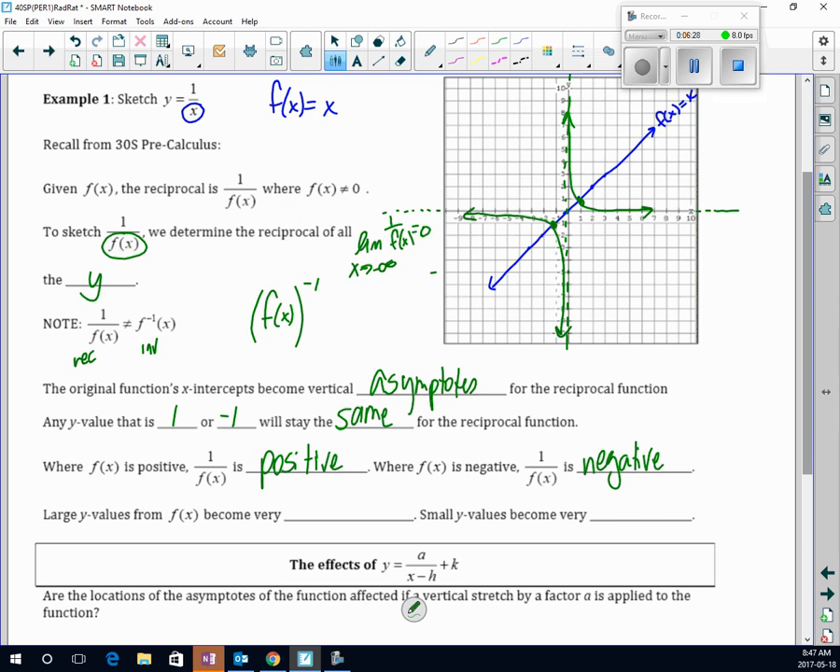Same over here. This would be, in calculus, the limit as x goes to positive infinity of 1 over f of x. What that means is, as far right as you can go, what would the height be? It would be 0 as well. So just a little enrichment there. Large values of f of x become very small, and very small y values become very large. So this is something we already know. Today's lesson is all about doing transformations of this.